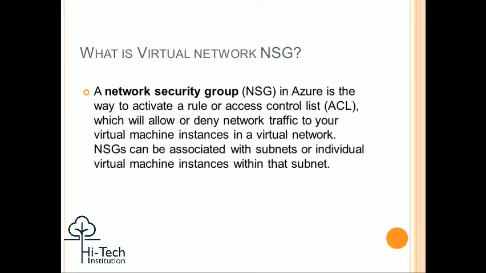Usually, while creating virtual machines, we create the network security group there. So what is a network security group? A network security group in Azure is a way to activate a rule or access control list, which will allow or deny network traffic to your virtual machine instances in the virtual network.